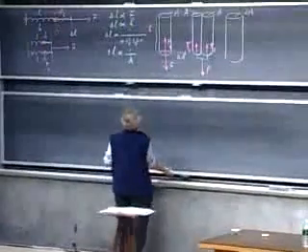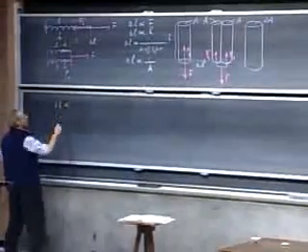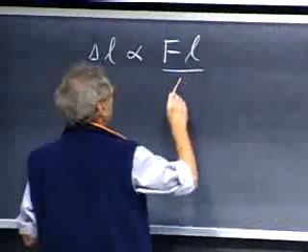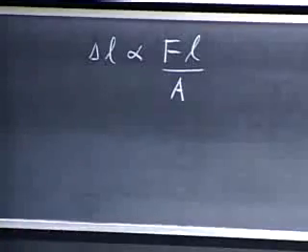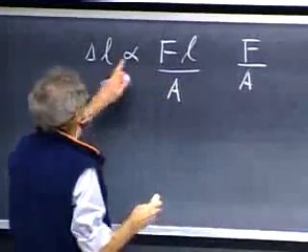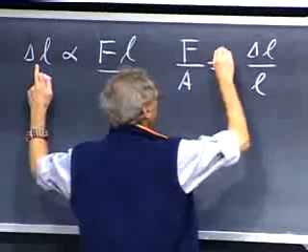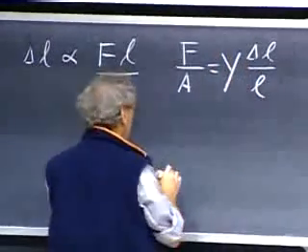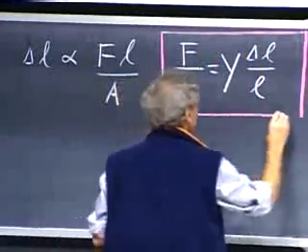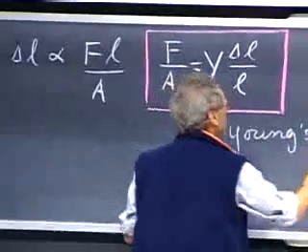So now we can make up the balance, and we can say, aha, delta L is proportional to the force, proportional to L, and inversely proportional to the cross-sectional area. So F divided by A is then proportional to delta L over L, and that proportionality constant we give a name, and that is capital Y, and that is called Young's modulus. So this is Young's modulus.